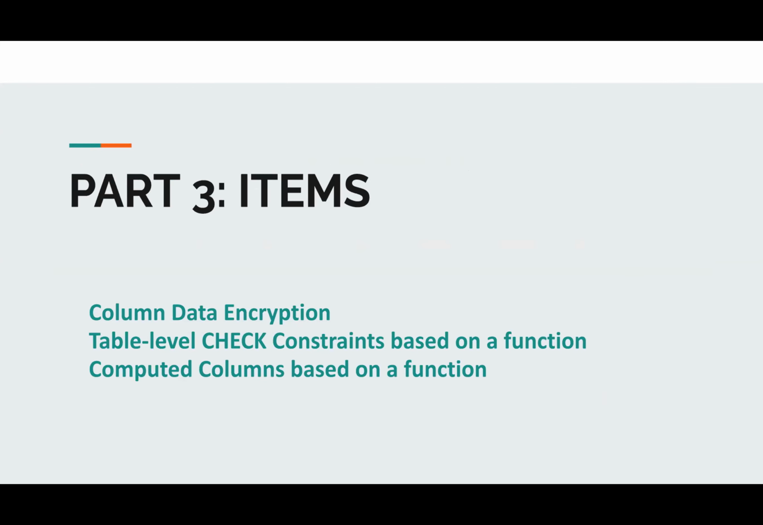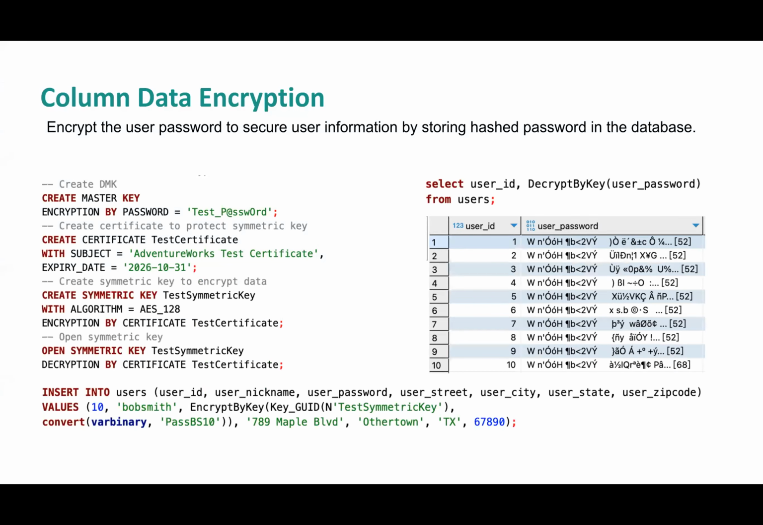We got 3 items in this project. Next. The first one is the column data encryption. We encrypt the user password in the user table, and we store the hashed password in the database to secure the user information. Next.